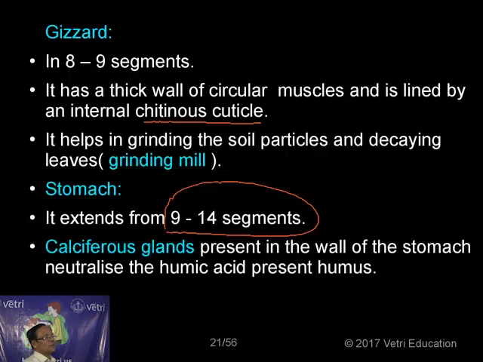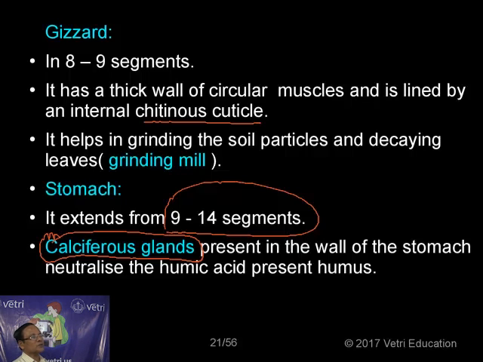So 8 to 9 we have the gizzard, and 5 to 7 we have the esophagus. Now in the stomach, there is one question we have regarding the examination point of view. There is one gland called the calciferous glands. Calciferous glands are present in the wall of the stomach.